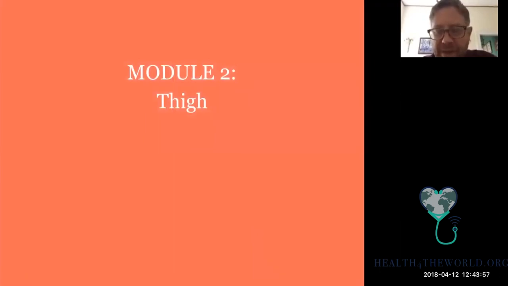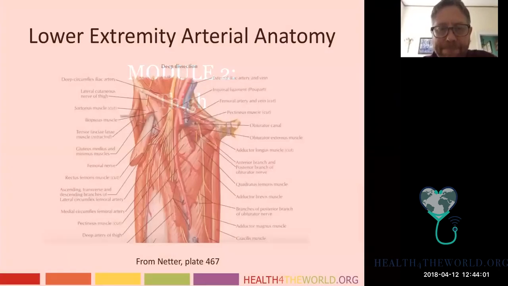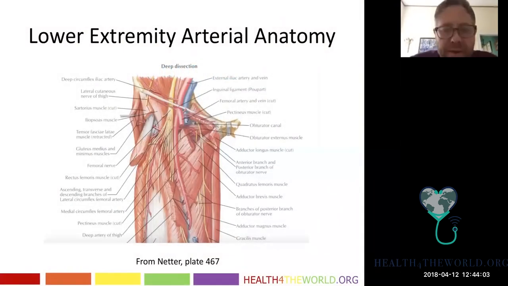So we're done talking about the pelvis. Let's move on to the thigh. So the thigh is largely supplied from the profunda, which is a branch off of the external iliac artery.